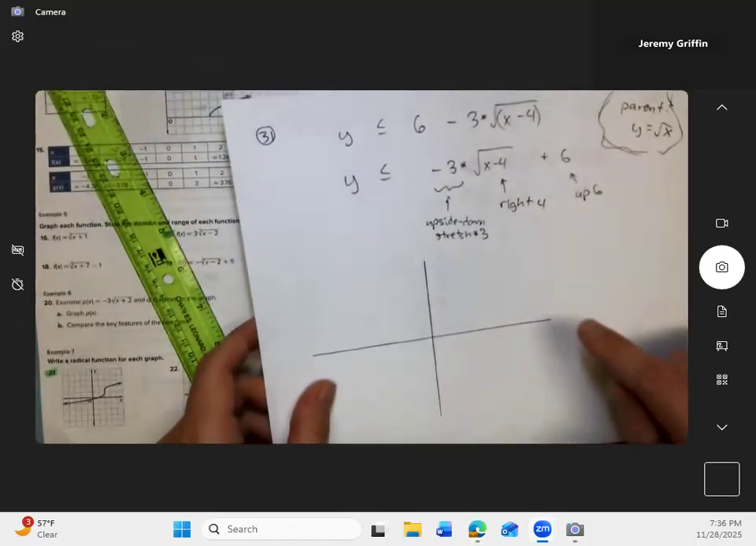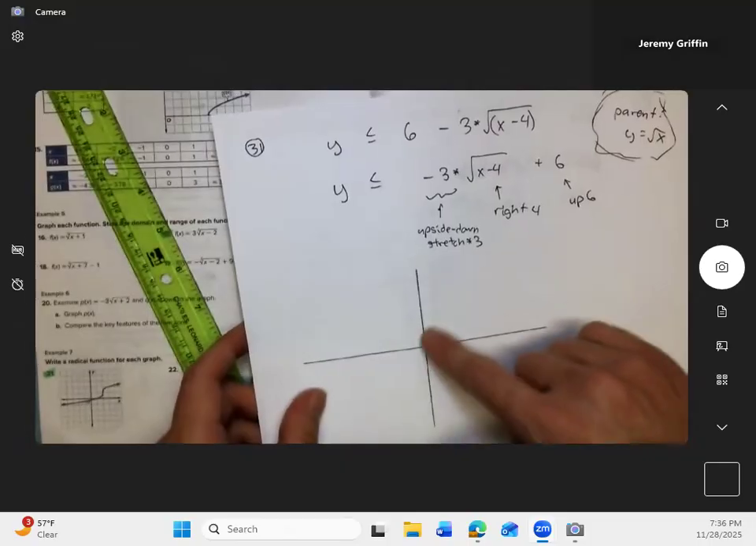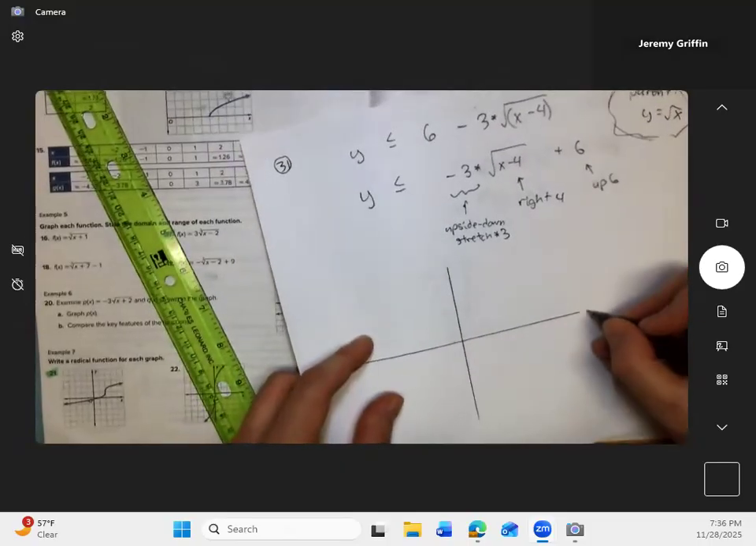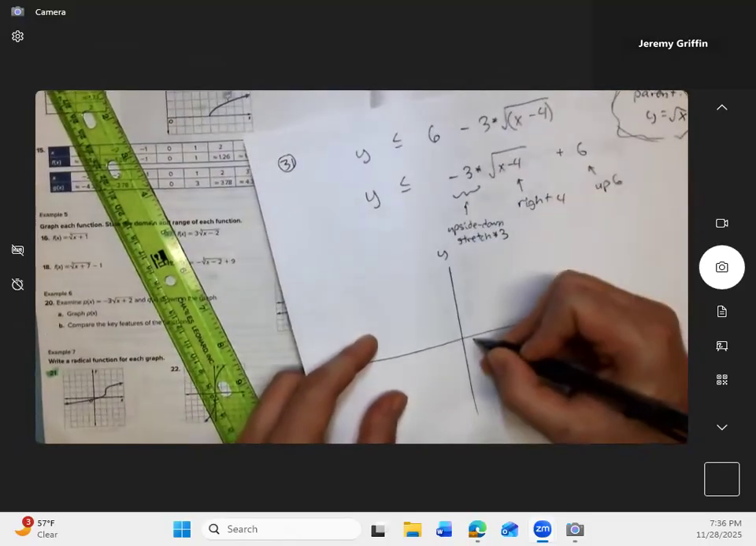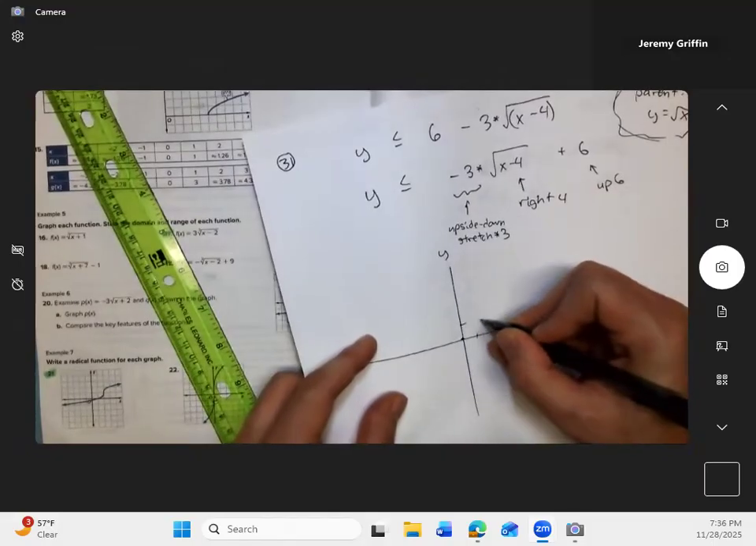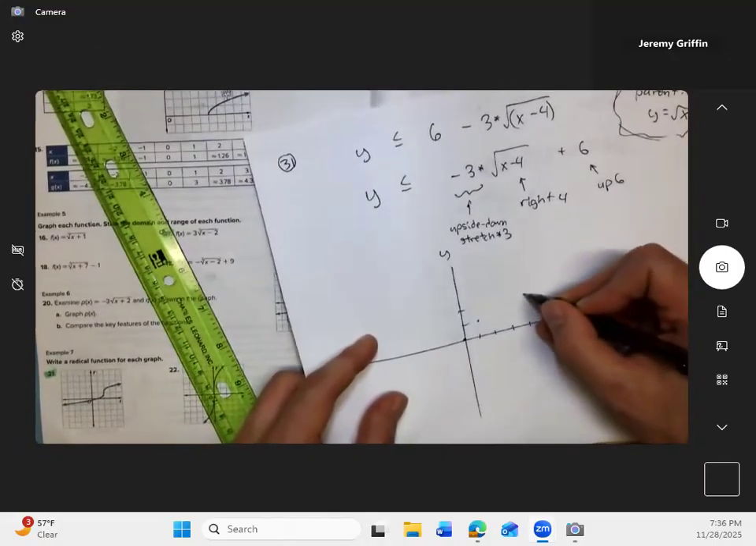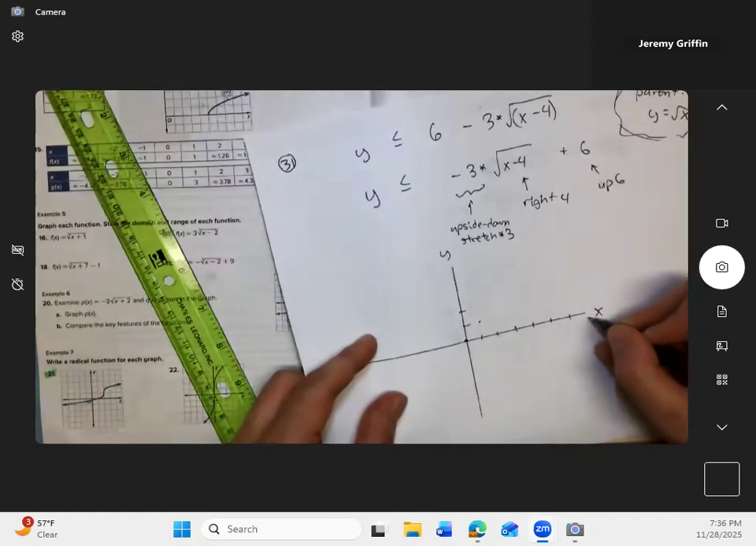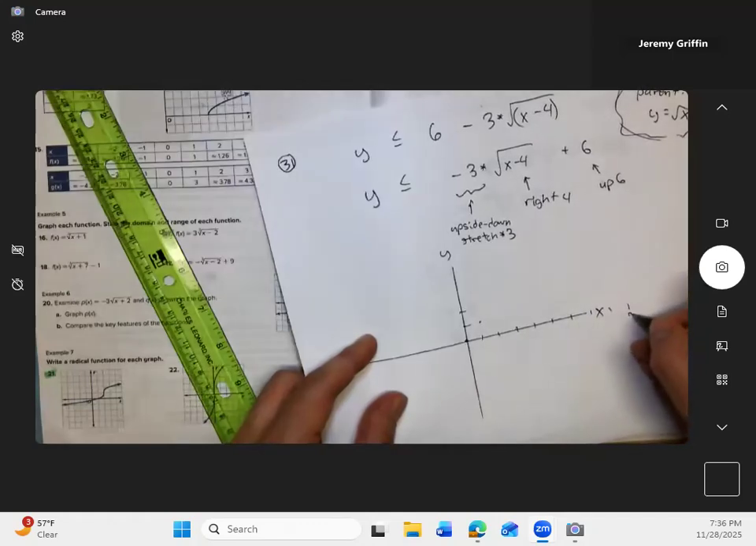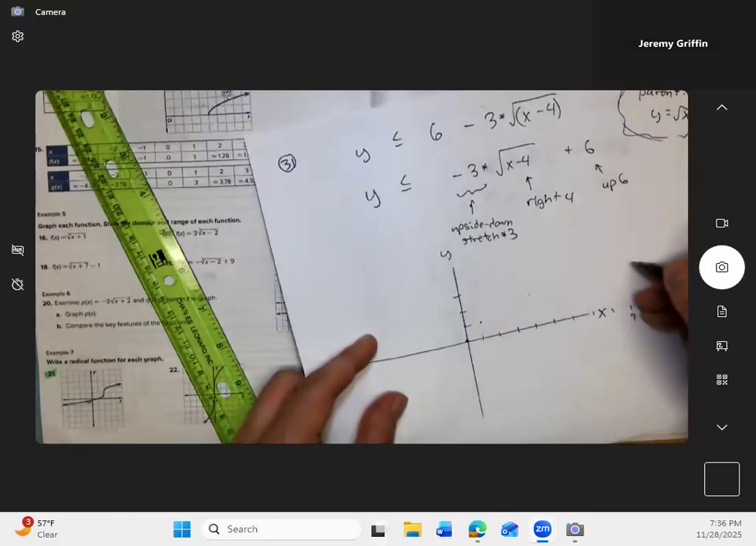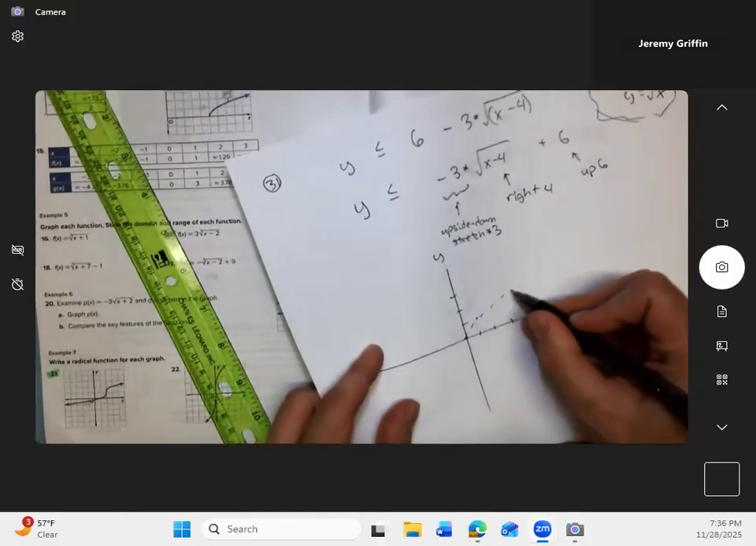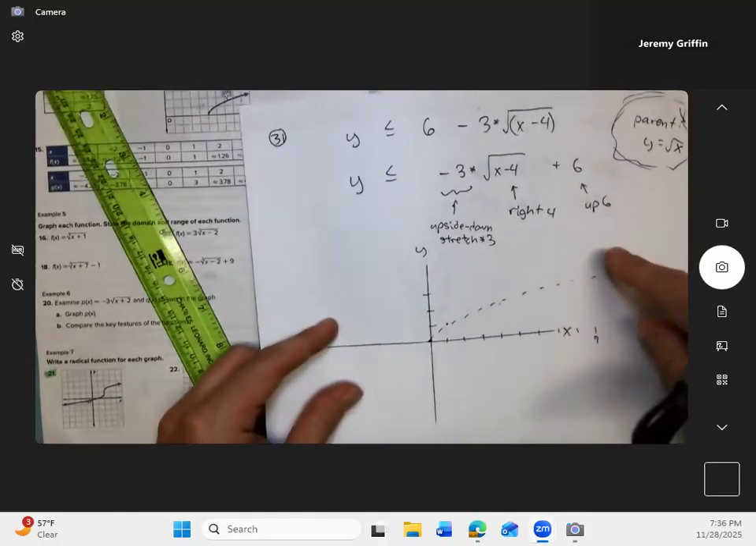Oh, you know what? If we start with the square root, which basically does this, right? So 0, 0, 1, 1, 2, 3, 4, 2, and then 5, 6, 7, 8, 9, 3, because square root of 9 is 3. Okay, so here's your parent function right here. Here's the parent.